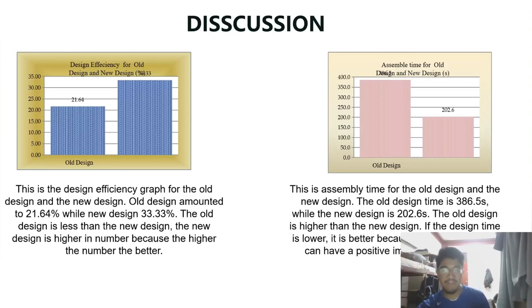Next, on the right, we have the assembly time for both the old design and the new design. The old design takes up to 386.5 seconds to assemble into one unit, whereas the new design takes up to 202.6 seconds. As you can see, the old design takes longer to assemble than the new design. Because of this, the new design proves to be better because we can save time when assembling it.